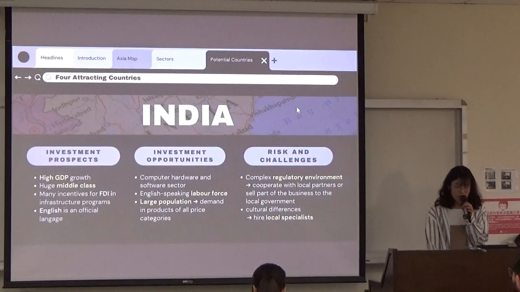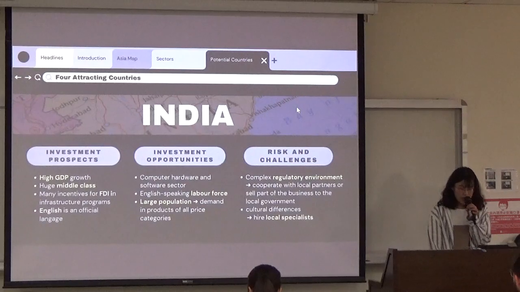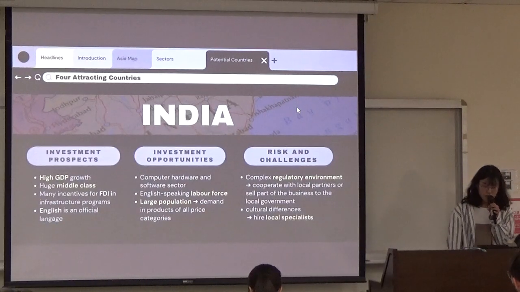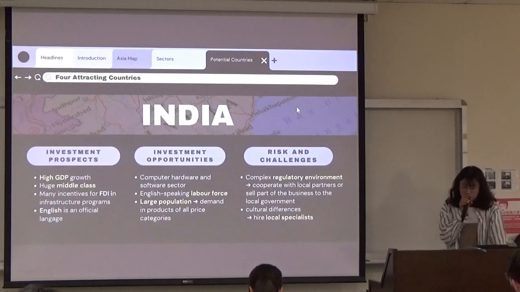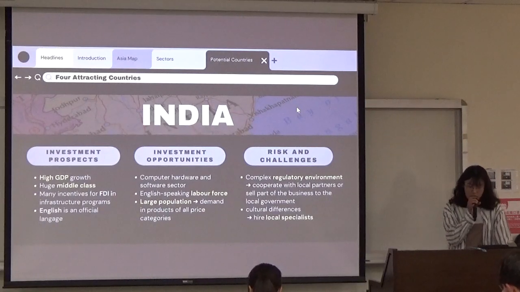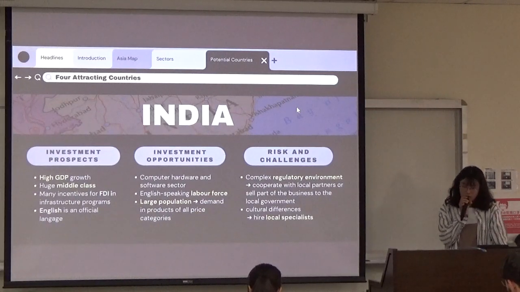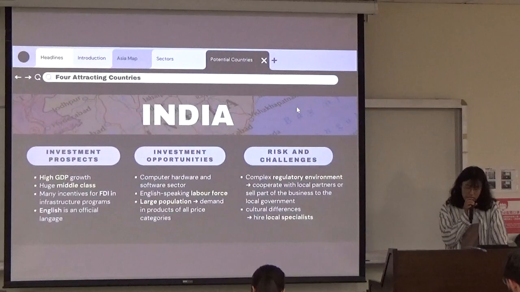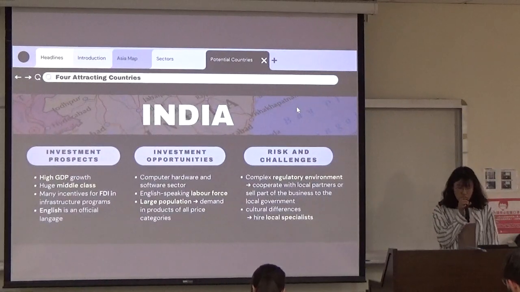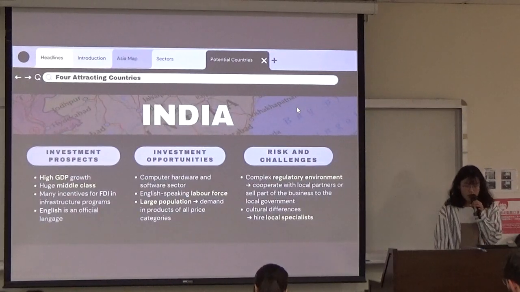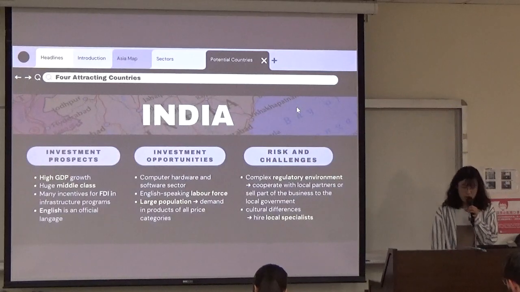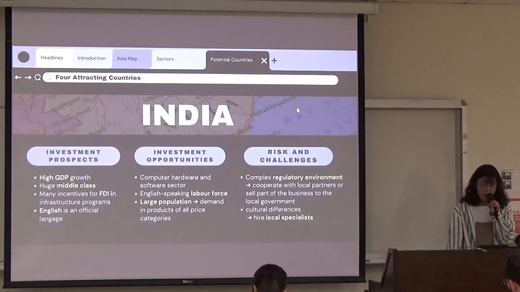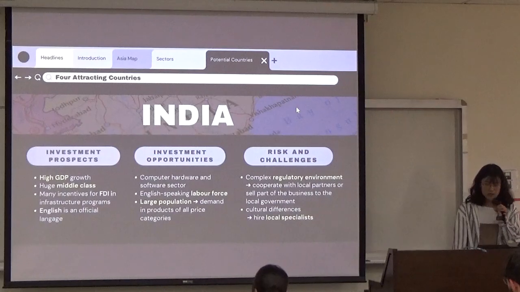And the risks and challenges of India are complex regulatory environments and cultural differences. To tackle these 2 risks, for the first one, we think we should cooperate with local partners and sell part of the business to the local government. And for the cultural differences, we think we should hire local specialists to eliminate cultural misunderstanding.